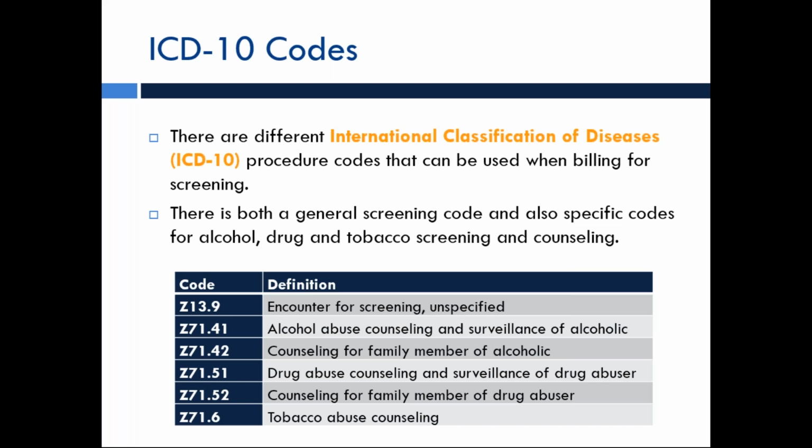So the ICD-10 codes are used for billing for screening. So we have general screening codes as well as specific codes for alcohol, drug, and tobacco screening and counseling. So you can see these codes here. These are the codes that are defined not by NORC, but by the billing and Medicare, Medicaid, and so we have encounter screening, unspecified, alcohol abuse counseling and surveillance of alcoholic, counseling for family member of alcoholic, drug abuse counseling and surveillance of drug abuser, counseling for family member of drug abuser, and tobacco abuse counseling.